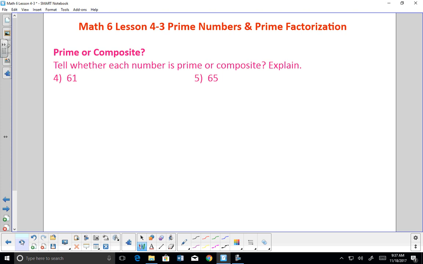So I'm looking at this. 61, is this prime or composite? Well, I think about it. Is it divisible by 2? No. 3? 6 plus 1 is 7. No. 5? No. 6? No. 9? No. 10? Do I know of any number that multiplies together or divides into 61 with no remainder? I don't, because I know that 61 is prime. Okay, so I know that this is a prime number because, and I can explain it by saying it only has 2 factors: one and 61.